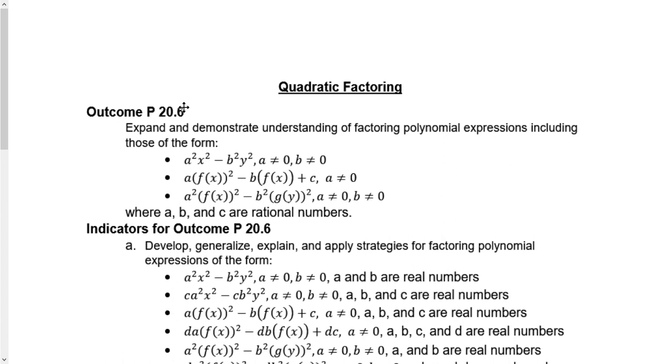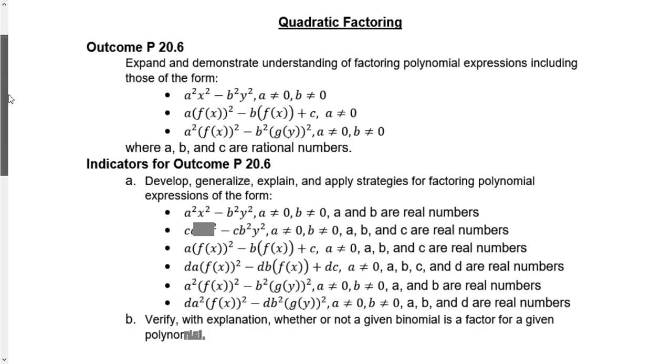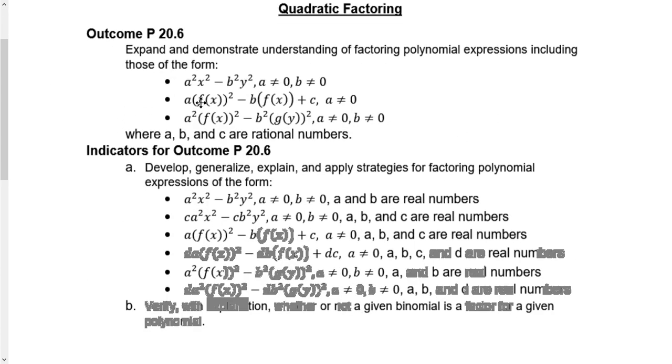In our pre-calc unit, we're going to talk about some quadratic factoring. So first off, your front page has all of your curricular outcomes and all the different indicators. Now, the biggest distinction: the outcome is your overall goal of what you're going to be learning in Pre-Calc 20, whereas indicators are just some methods of doing that.